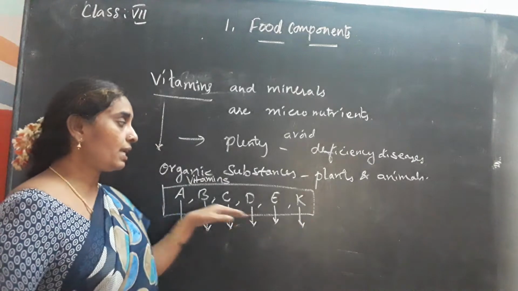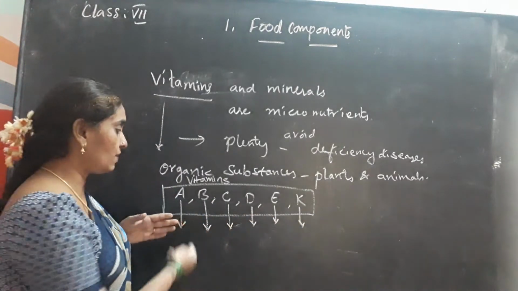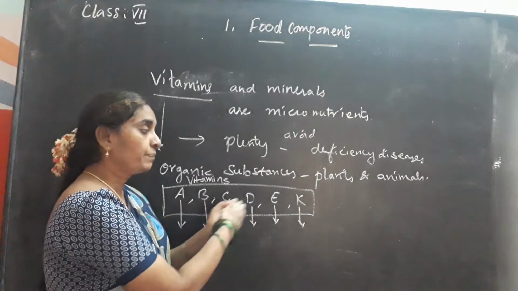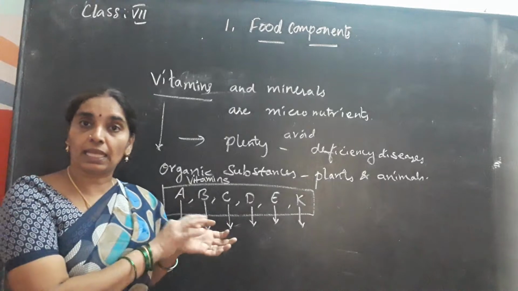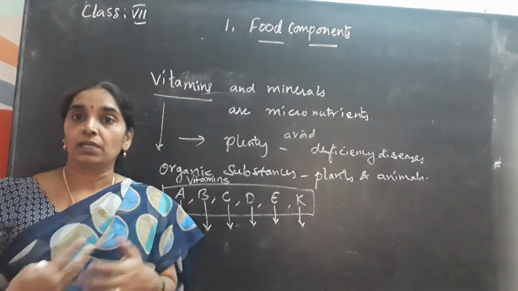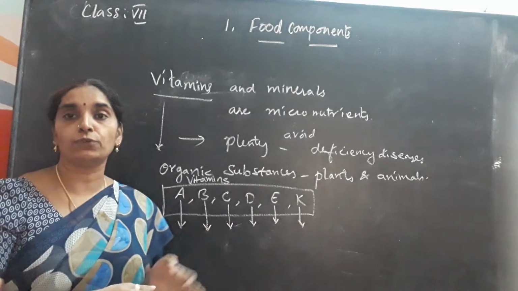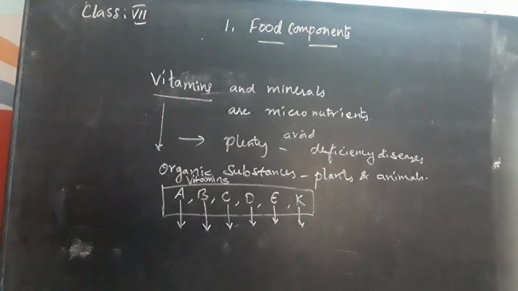So it's very essential for us to include these vitamins through our diet, mainly vitamins A, B, C, E and K. So these are the vitamins that can be included in our diet. I'll give you the sources and deficiency diseases in the form of a table so that you can easily note them down. Okay, children?